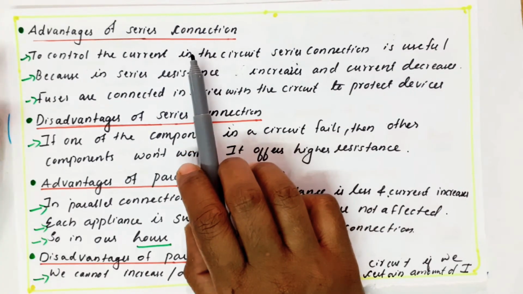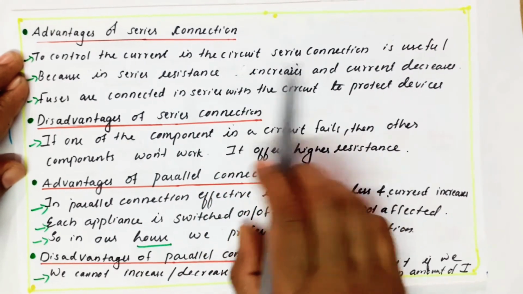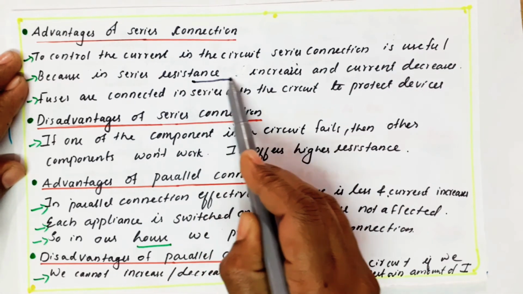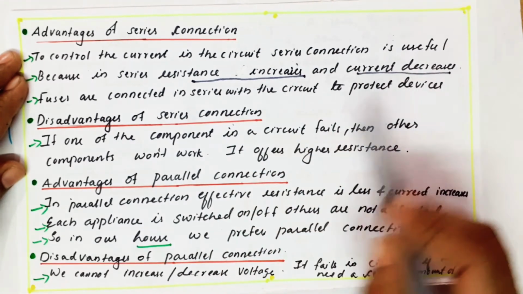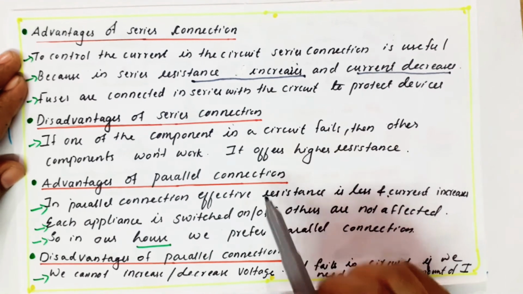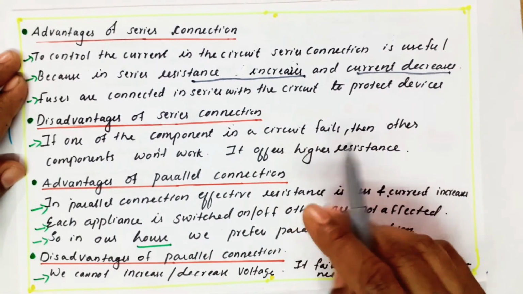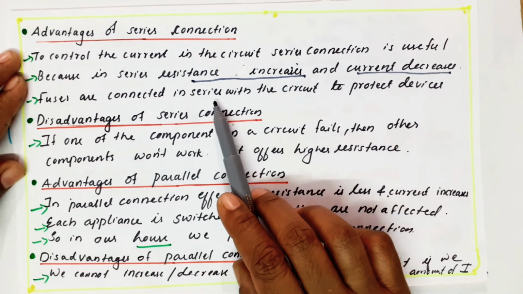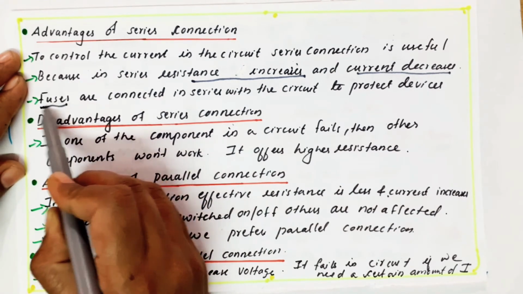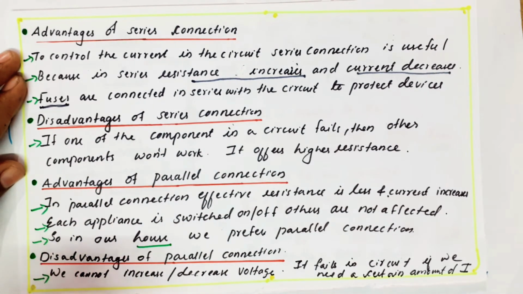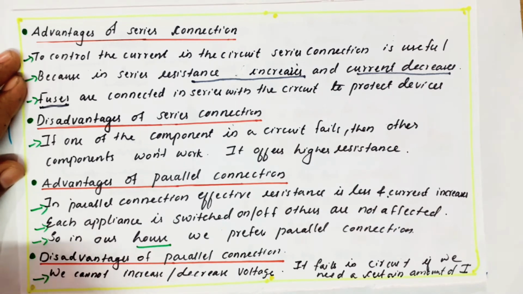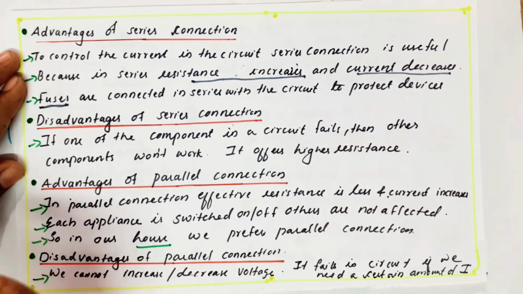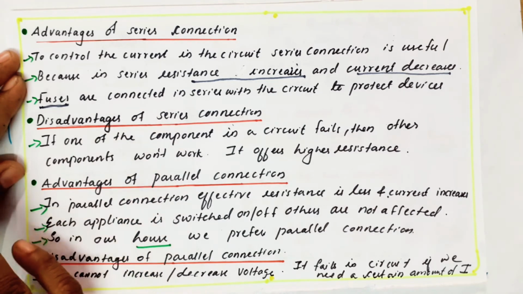Advantages of series connection. To control the current in the circuit, series connection is useful because in series connection, we know the resistance increases but the current decreases, because the R value will be increasing for a series connection but I is less. So if you want to control some current in some place, we can use series connection. For example, have you heard about fuse? Fuse I'll discuss in the next video. That fuse is the element we connect in series with the circuit to protect our devices in our home. So fuses are connected in series in the circuit to protect the devices.